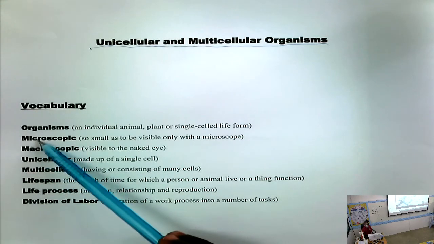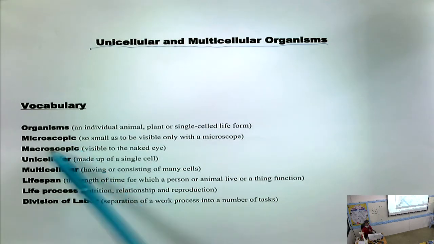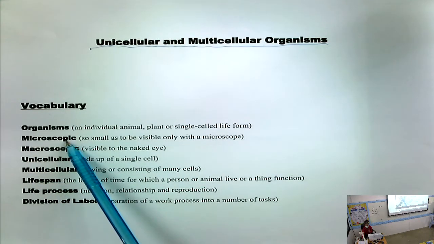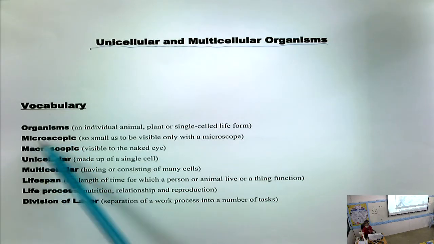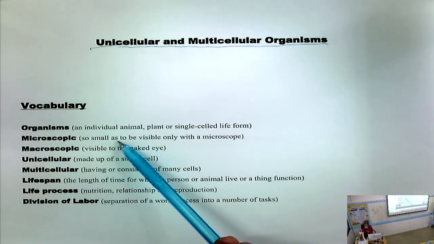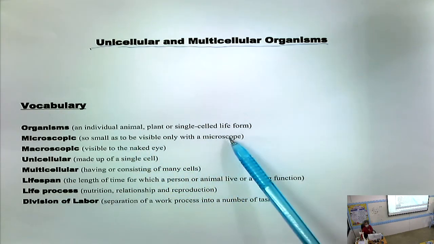Then we go on to the next word, microscopic. Can we say microscopic? All of us, microscopic. Don't worry, we'll write later. Microscopic is anything that we cannot see with our eyes. We need something to magnify it to make it bigger. Micro means something tiny, small, like atoms. It's so tiny that you can't see it. So microscopic means so small as to be visible only with a microscope.